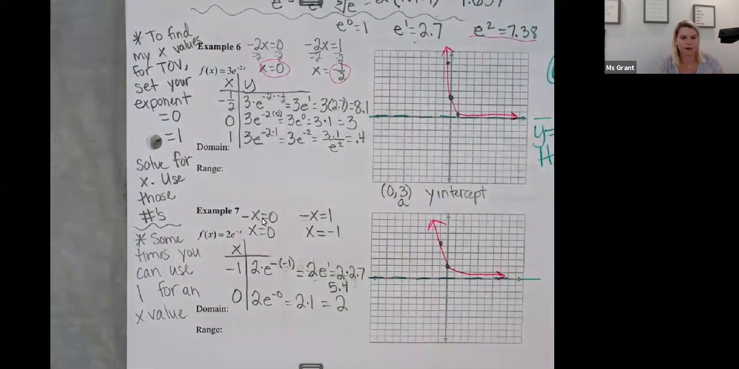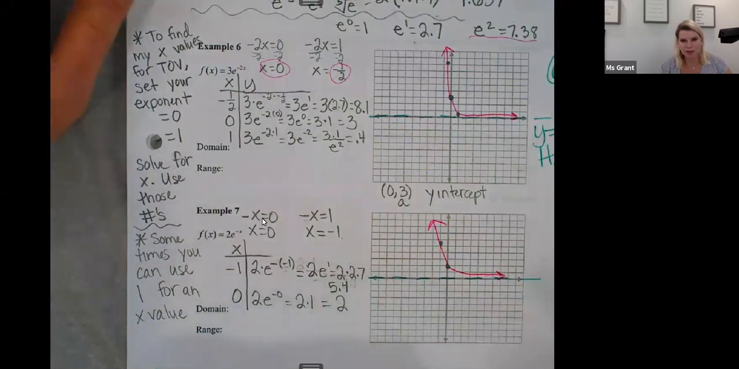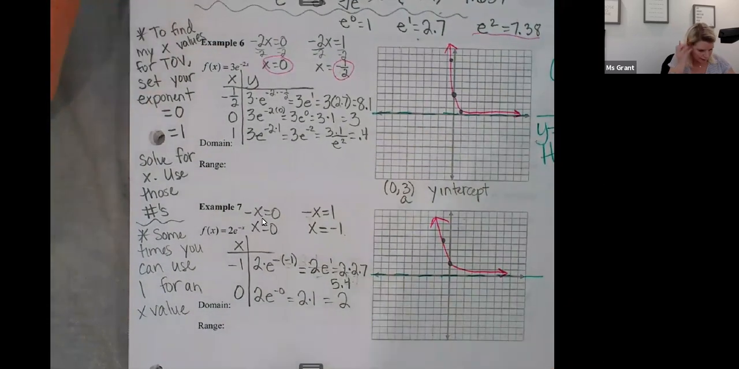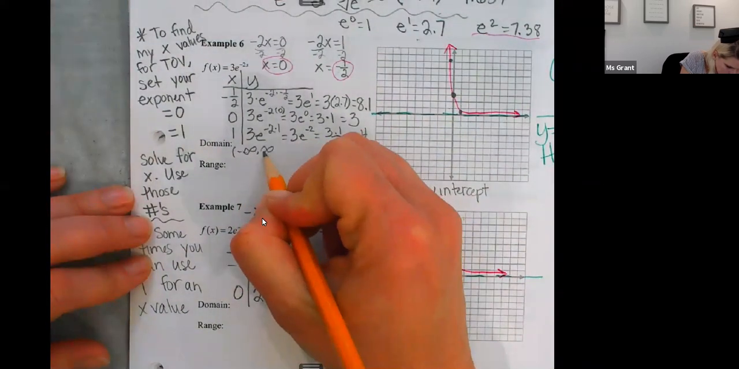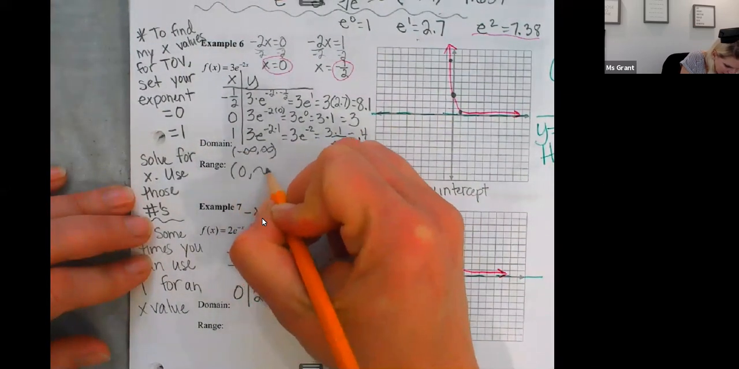By the way, the domain and range on both of these is the same. I need to write that in. The domain is all real numbers. The range is 0 to infinity.